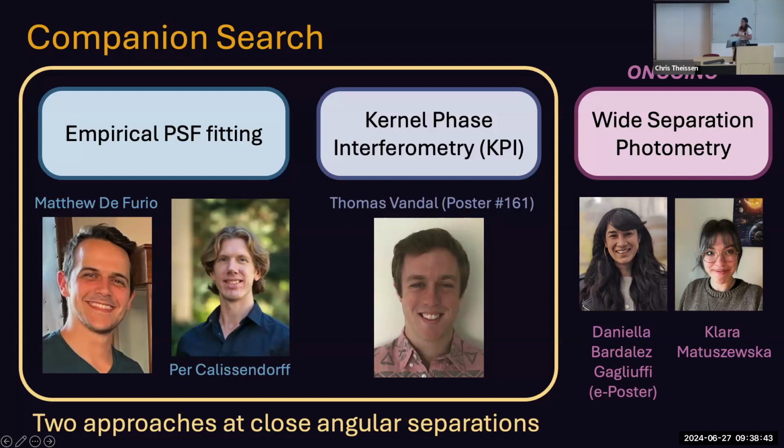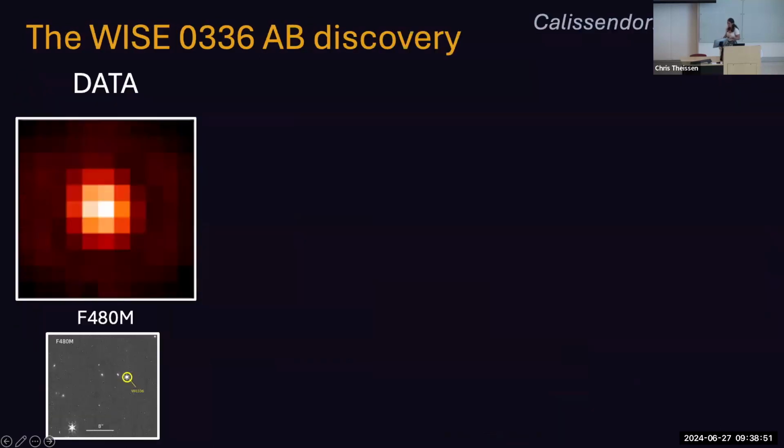So we search for companions with these two parallel methods. Luckily, they do agree pretty well. We converge to the same results with both. And they both found one new binary. So this is the system, the object in the image that I showed you before. This is what its PSF looks like in the filter in the mid-infrared.